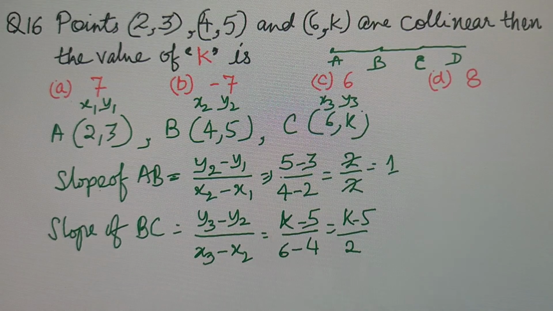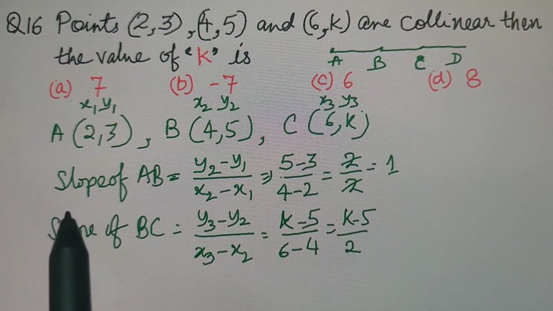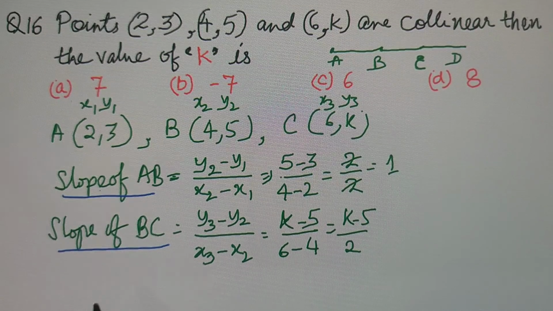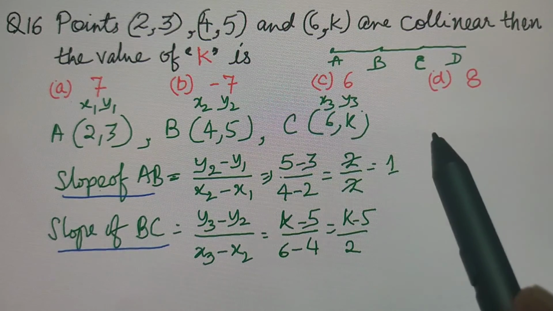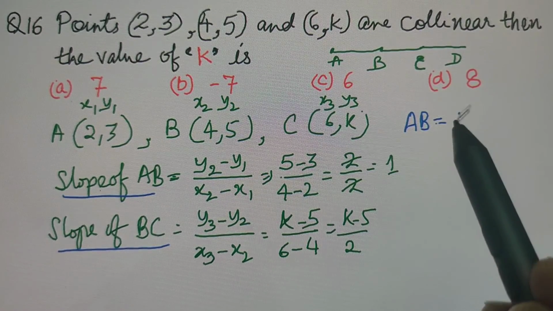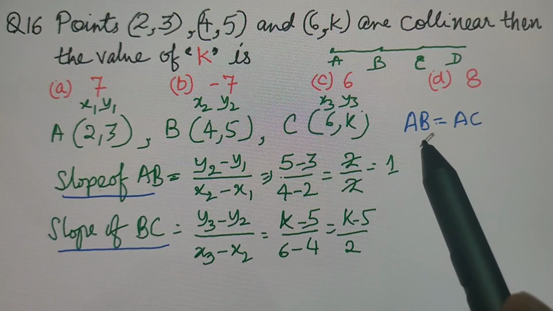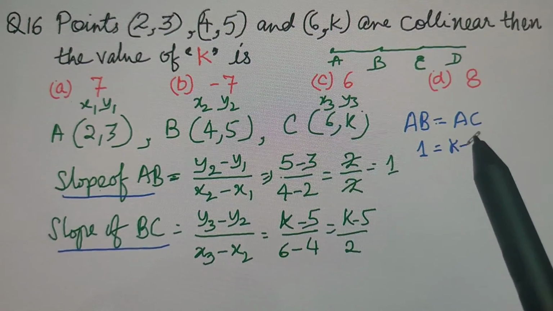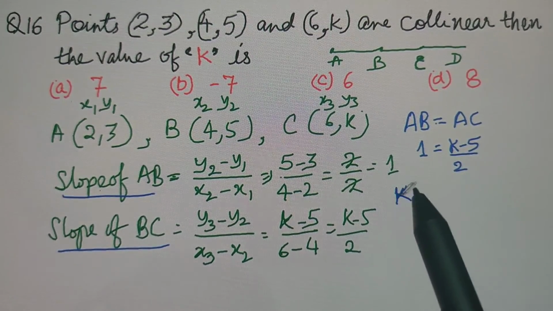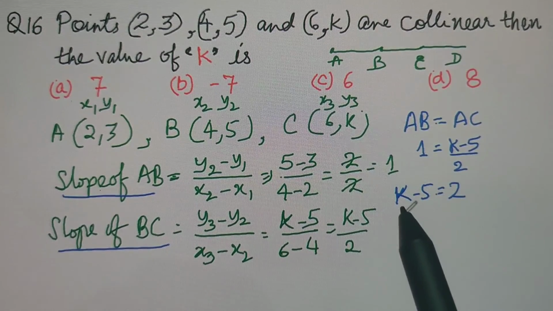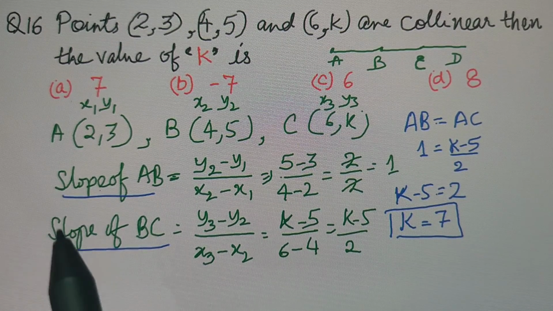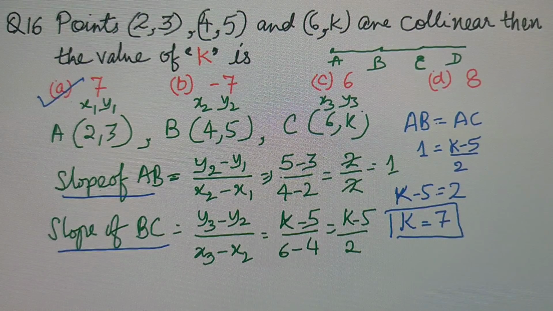Now when we talk about collinear points, the slope of AB is going to be equal to the slope of BC. Whenever we have collinear points, the slopes are going to be equal. So I get 1 here, and then k minus 5 upon 2. If it is cross multiplied, I get k minus 5 equal to 2, and the value of k comes out to be 7. If you look into the options, option A is the right answer.